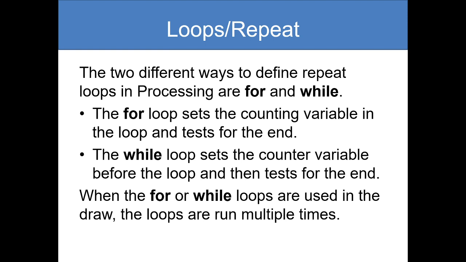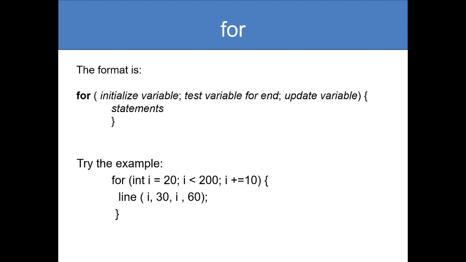When they're used, the loops are still run multiple times, and they kind of reset. And it's hard to get our minds around what these things mean just looking at the words. So we're going to look at a couple of examples. So for, we initialize the variable, we test the variable for an end, then we update the variable. After that, we have our command block, where it tells us the different statements that we're going to run.